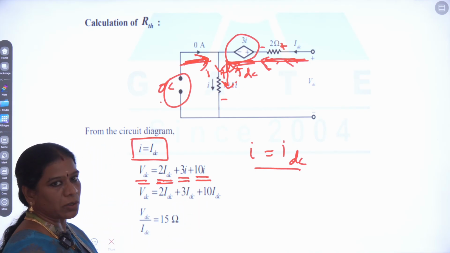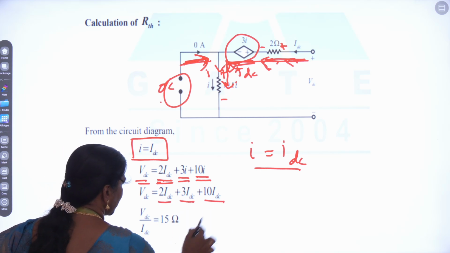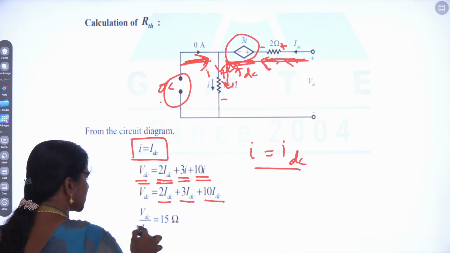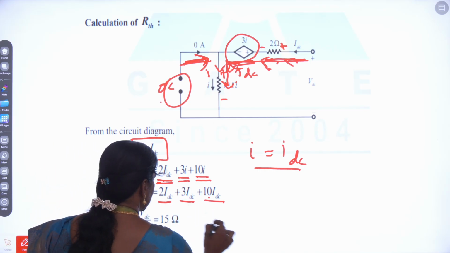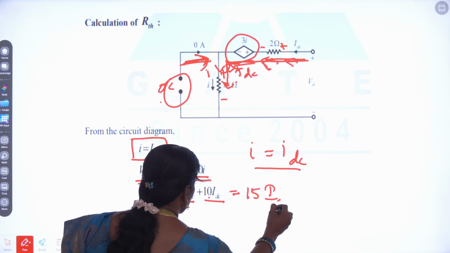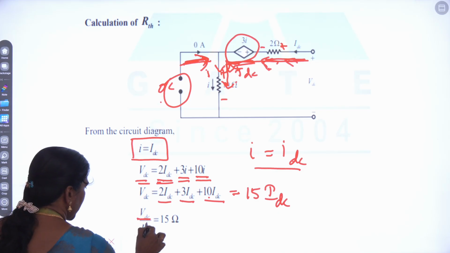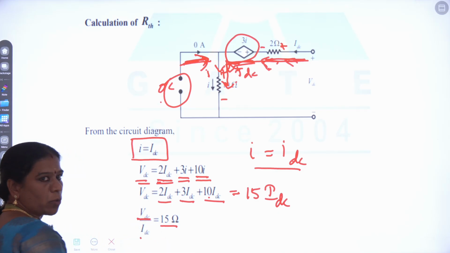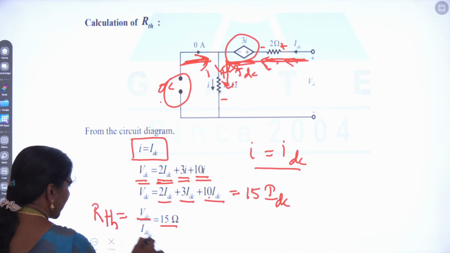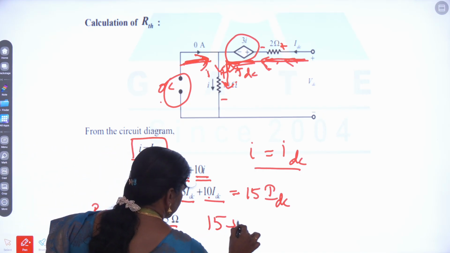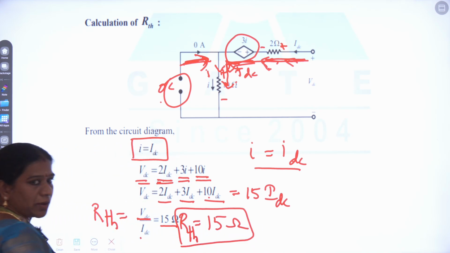Already we know that I is equal to IDC. So VDC is equal to 2 IDC plus 3 IDC plus 10 IDC. If you add all those, VDC equals 15 IDC: 3 plus 10 is 13, plus 2 is 15. So 15 IDC is the value of VDC. We can take the ratio: VDC by IDC is equal to 15. We know that voltage by current is nothing but a resistance value. That is our RTH now. So RTH is equal to 15 ohms.